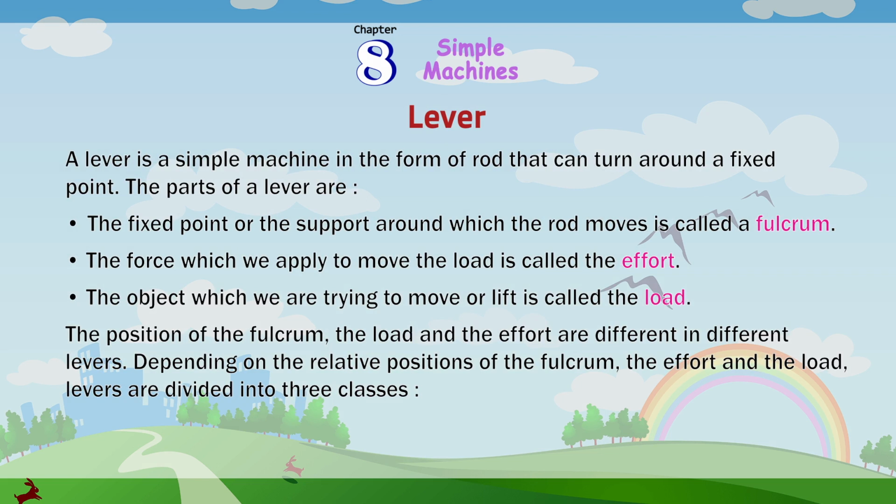a fixed point. The parts of a lever are: the fixed point or the support around which the rod moves is called a fulcrum. The force which we apply to move the load is called the effort. The object which we are trying to move or lift is called the load. The position of the fulcrum, the load, and the effort are different in different levers. Depending on the relative positions of the fulcrum, the effort, and the load, levers are divided into three classes.